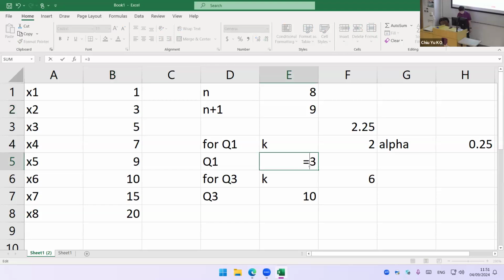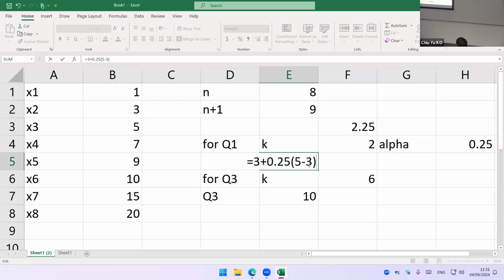The formula will be 3 times 0.25, and that will be between... it's 2.25, so it's 5 minus 3. So this is the formula. Is that clear? Because we want the 2.25 data point, which means... yes, it's 1 of 3. Yeah, x1 is 1.